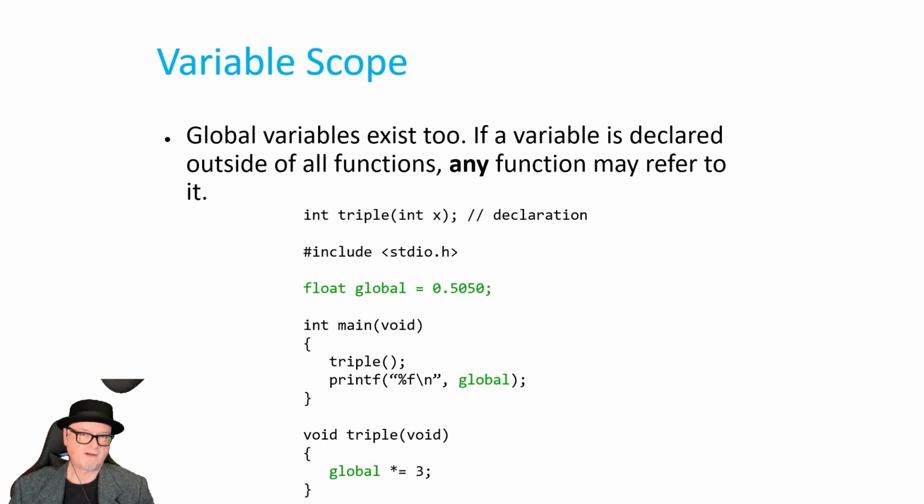Now, but global variables do exist. They're ones that are declared outside of any function. So we can actually define, for example, a float called global, and here the global variable is set to 0.5050. All right. So that's the global variable. If a variable is declared outside of any function, any other function can refer to it. So here we've got global mentioned. We can print the value of global. We can do a mathematical calculation to it in other functions.